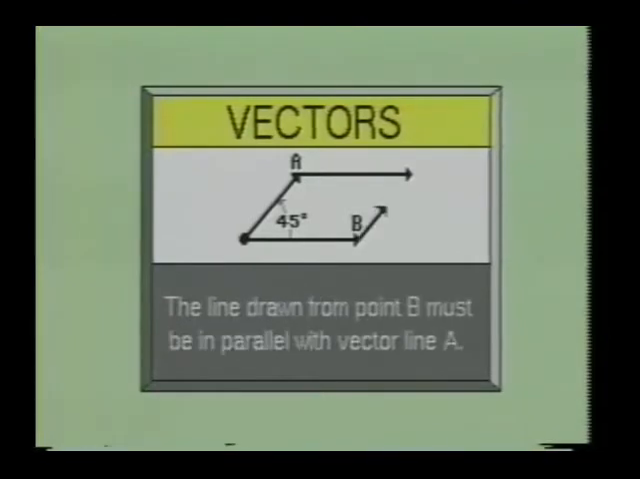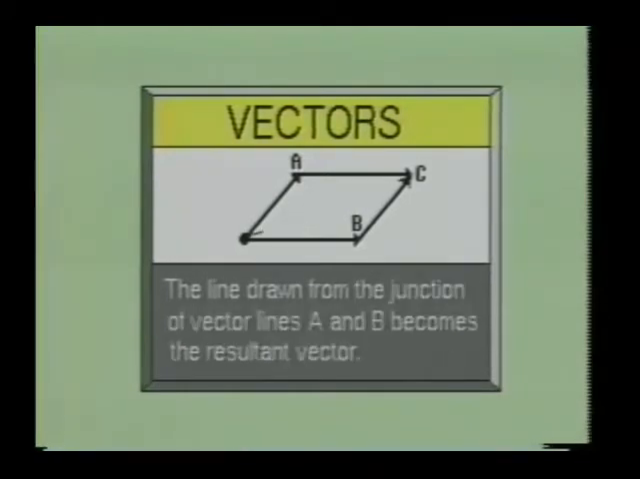Next, we draw a line from point B and make it parallel with the vector at point A. Since the 30-volt vector was 45 degrees from the 50-volt vector, then this line must also be at 45 degrees. Where the two lines intersect will be called point C. Now, draw a line from where the two original vectors are joined. This line becomes the resultant vector.